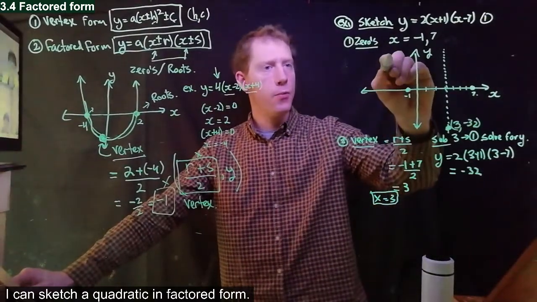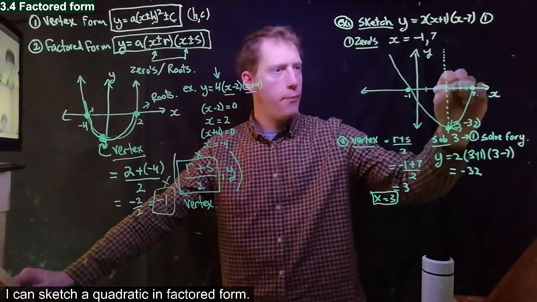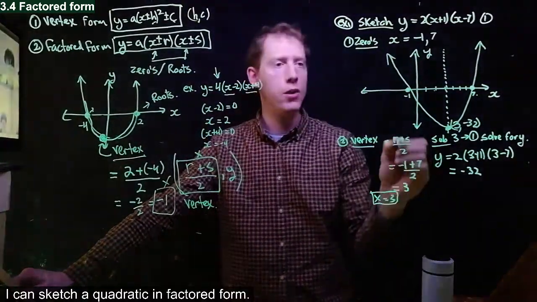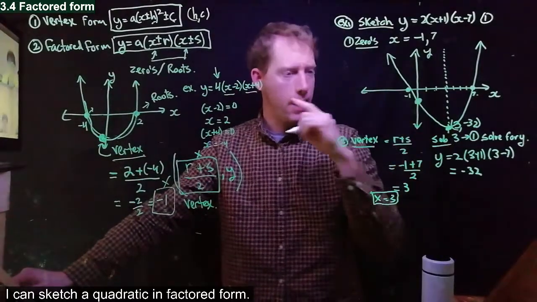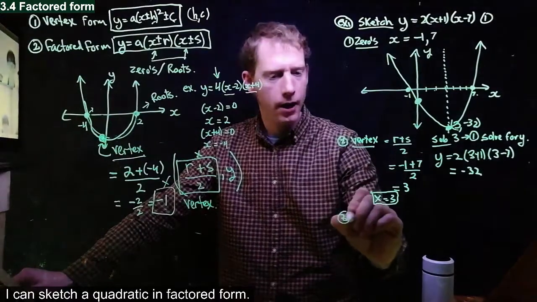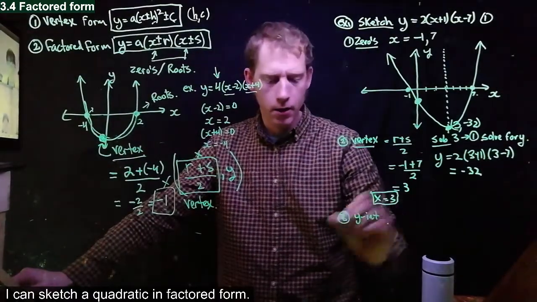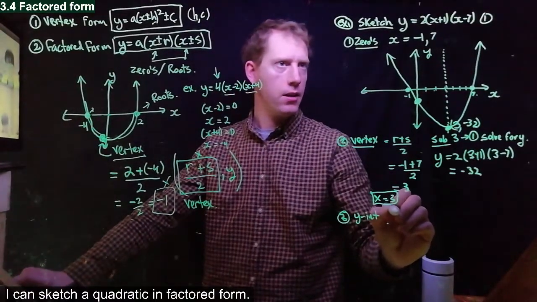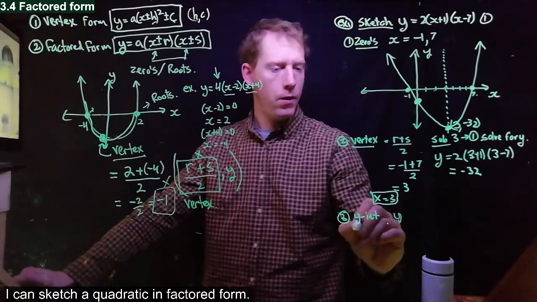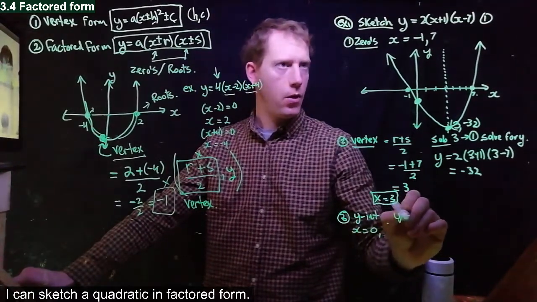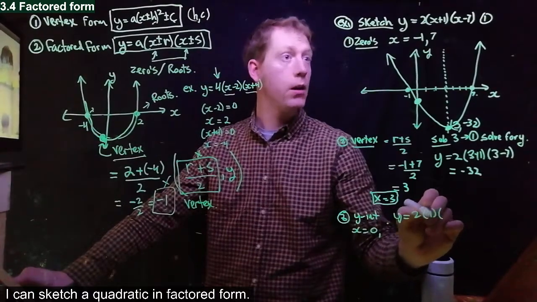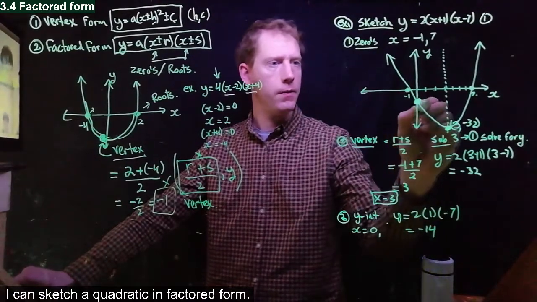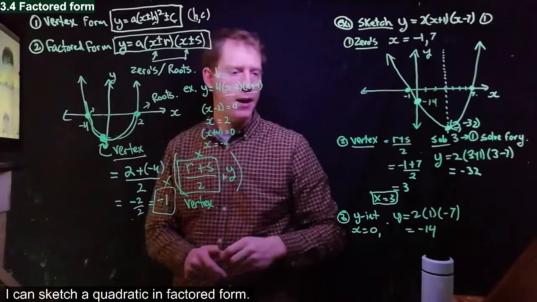We need a minimum of 3 points to graph my quadratic. The only other point that I could use is the y-intercept. What is the y-intercept? To find out the y-intercept, you just set x equal to 0. So set x equal to 0. So therefore we're going to have 2 times 1 times negative 7. We get negative 14. So we have negative 14. Okay? So you have that.